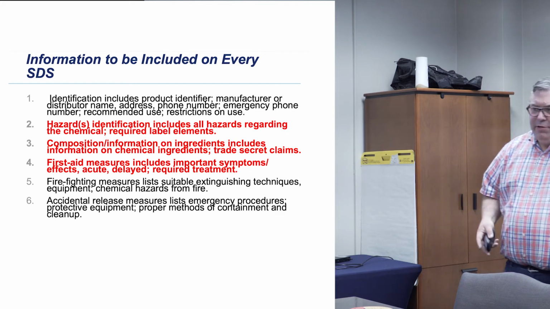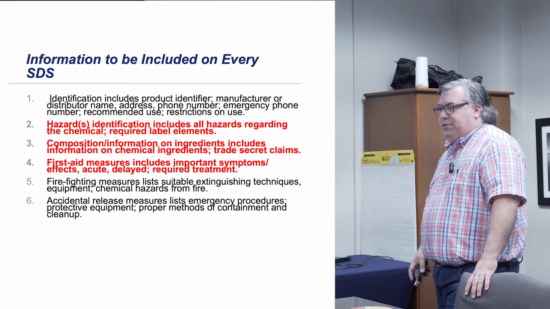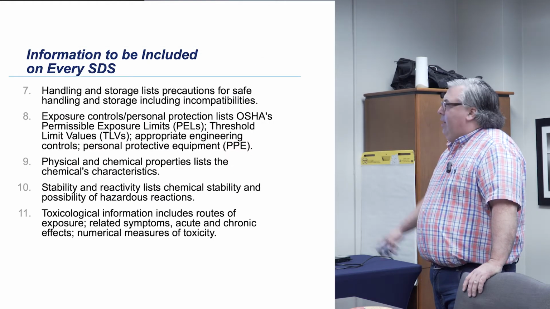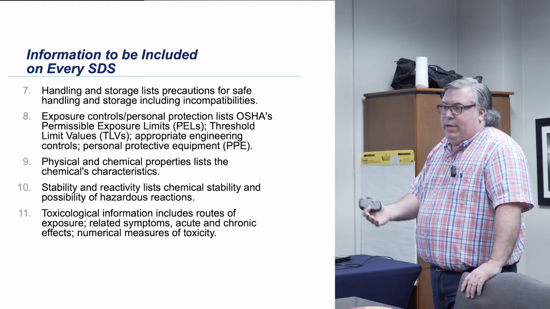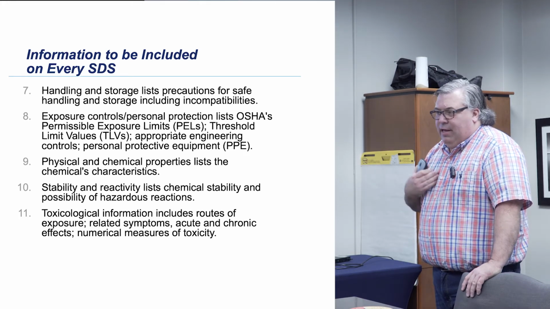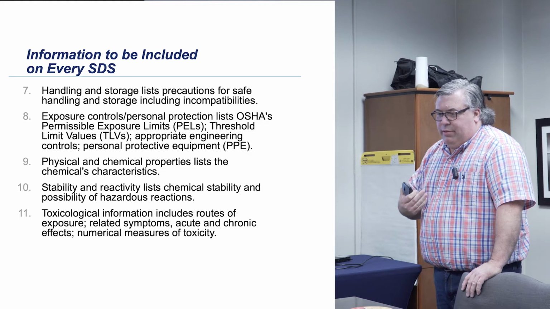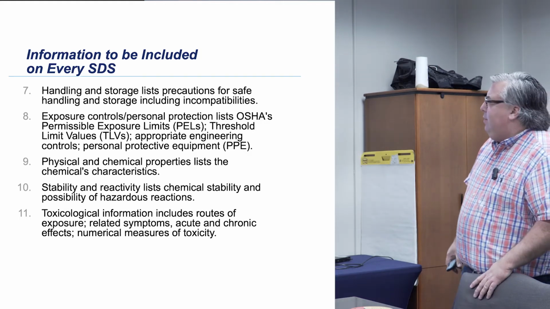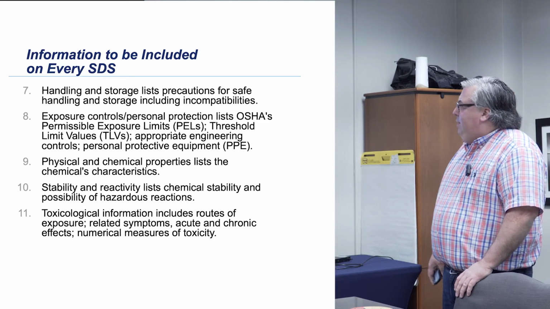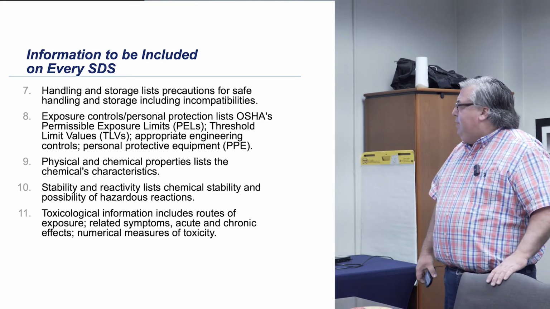5, firefighting measures. 6, accidental release measures, obviously important for management. 7, handling and storage. Do we have to put these in special storage conditions at certain temperatures, that sort of thing? Again, more important for those of us in management to make sure that we're taking care of them. Number 8 is critical for those of us in management. This is exposure controls and personal protection.